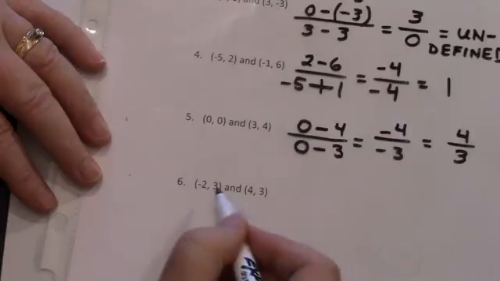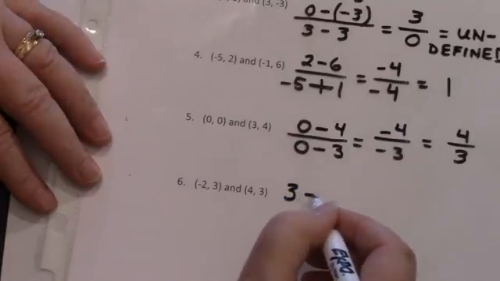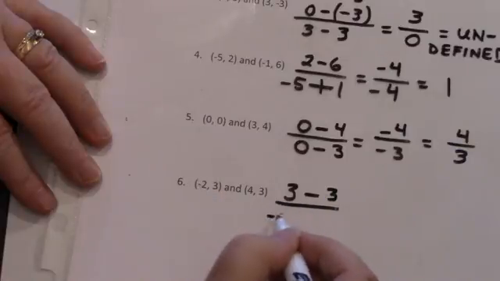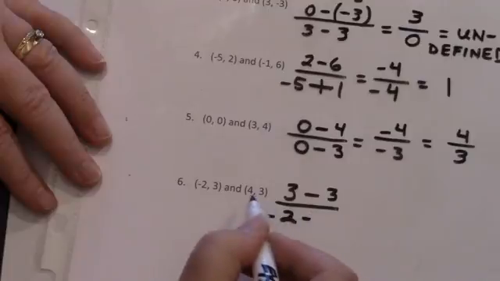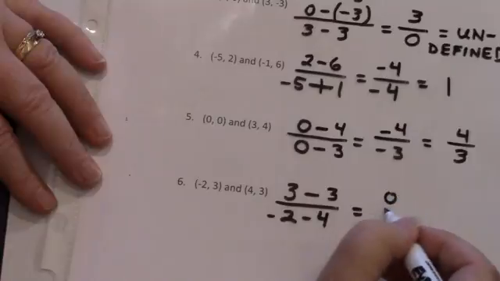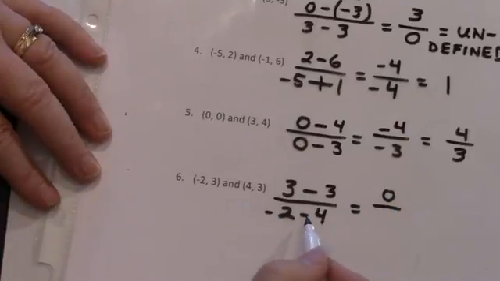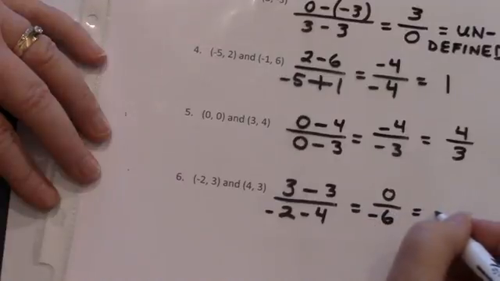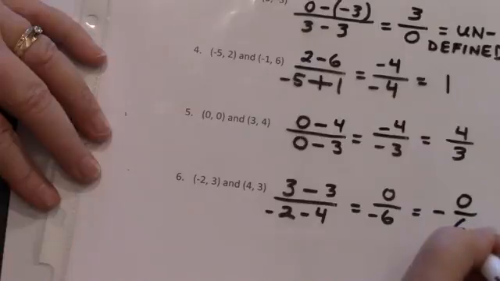Let's take a look at this one. Our first y value is 3 minus 3. Negative 2 minus our second x value, which is 4. 3 minus 3 is 0. Negative 2 minus 4. Now these aren't two negatives together. It's just a negative, and then you're minusing a positive 4. So we're going left. We're going further in the hole. So negative 2 minus 4 gives us a negative 6. And we can keep it written that way, or we can write the negative out here and make this 0 over 6.